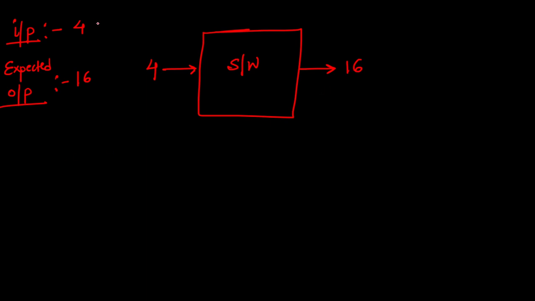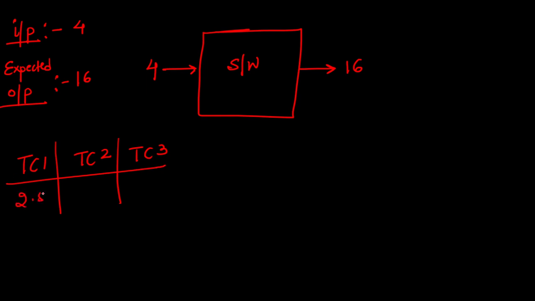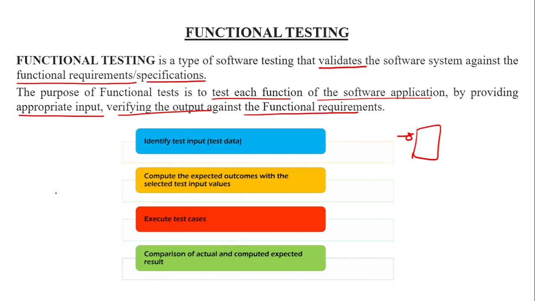So then I'll create test cases. Test cases means test case 1, test case 2, test case 3. This means that here I'm taking different inputs. Let's say I'm taking 2.5 as input 1, then 4.85 as input 2, then minus 335 as input 3. Okay, these are your test cases. So what are they saying?